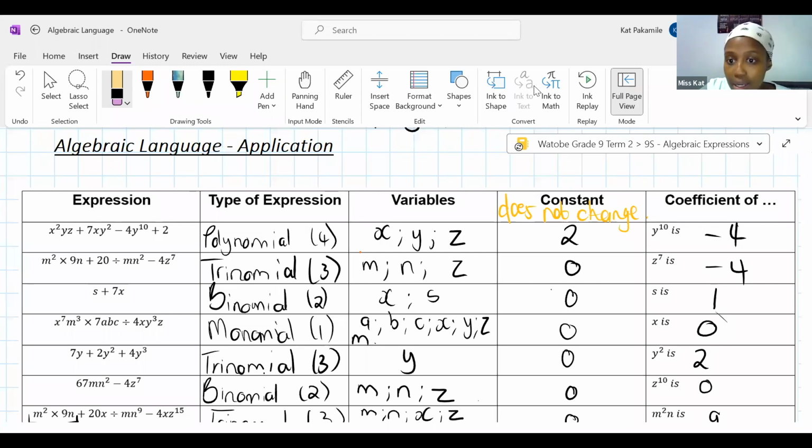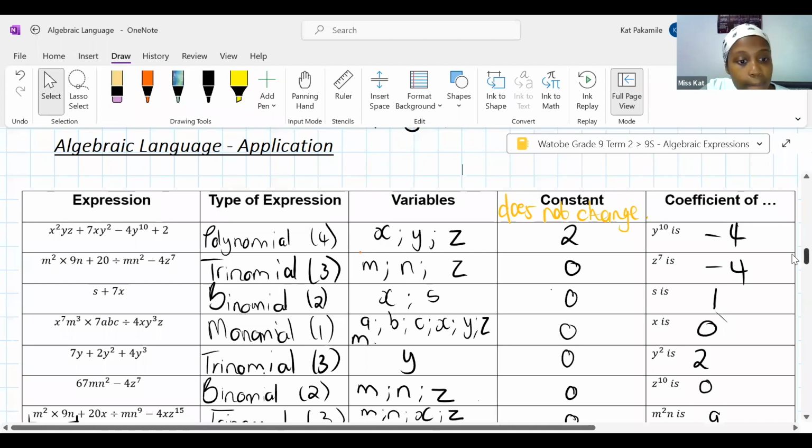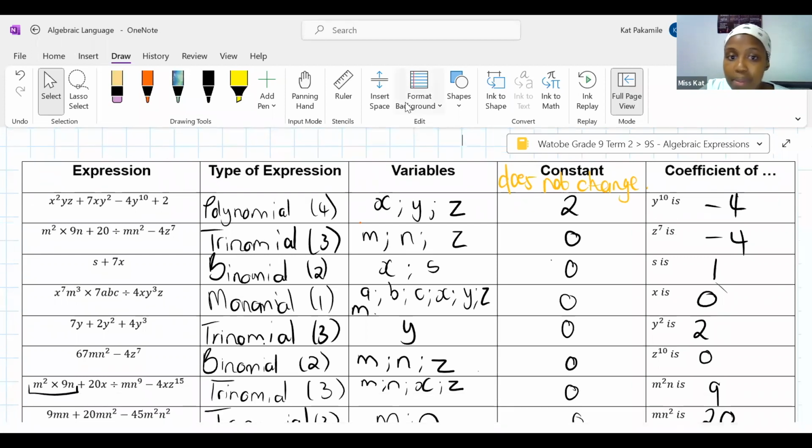Okay, I see more hands and I'm going to take more questions because I'm assuming they're questions. Nsako, do you have a question? Hi, ma'am. I think I understand everything besides the coefficient. The coefficient is the number that is in front of that variable specifically, okay? So if I say to you, what is the coefficient of y to the power of 10? You go look, where's y to the power of 10? What number is in front of it, Nsako? Oh, -4. Do you see where we get it? Okay, thank you, ma'am. You're welcome.